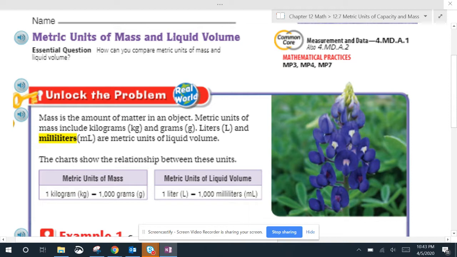Mass is the amount of matter in an object. Metric units of mass include kilograms, abbreviated with kg, and grams, g. Liters and milliliters are metric units of liquid volume. So we're going to be working with mass and liquid volume. In the customary system, that's pounds and ounces, and then cups, gallons, pints, and quarts.